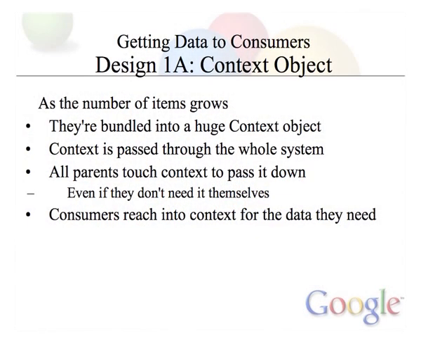Okay, so design 1A is the context object. It's a big collection of data that we end up passing throughout the whole system. Often we have, if we think of our system as a large aggregate structure, this context is passed from parent to child to grandchild down through the system. Many of the nodes touching it only need to touch it to pass it around. Others receive this context object, and they reach into the context to grab the data that they need.